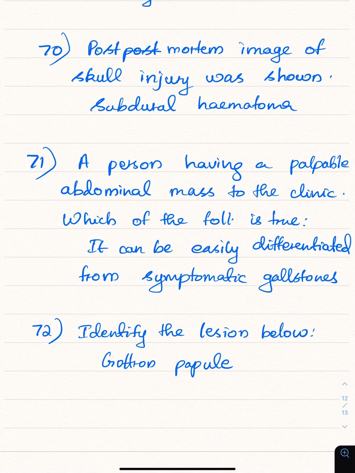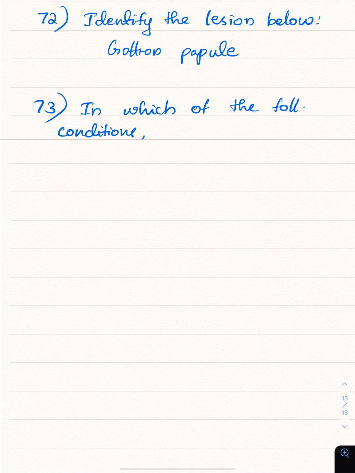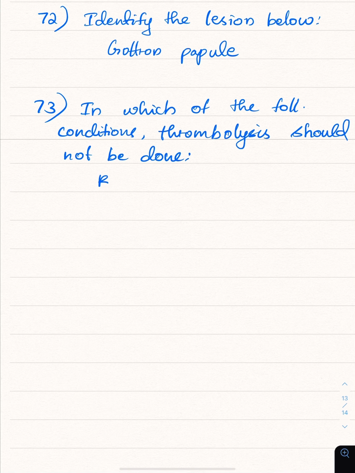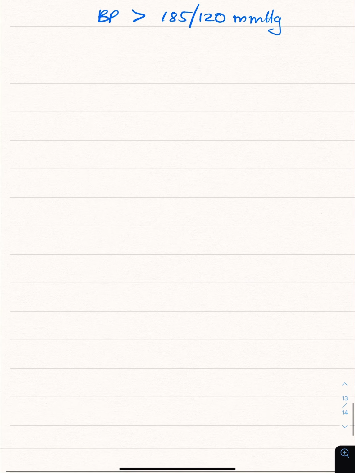Next question. In which of the following conditions thrombolysis should not be given? So the answer to this is BP more than 185 by 120. This is the correct answer. And moving on to the next question.